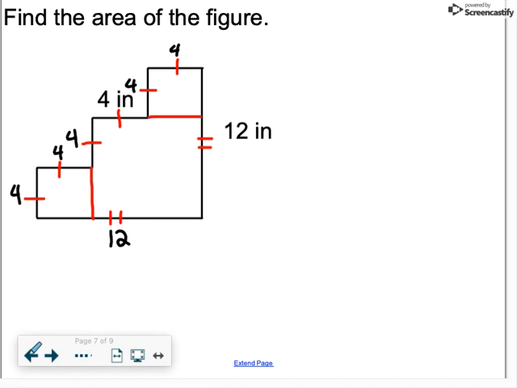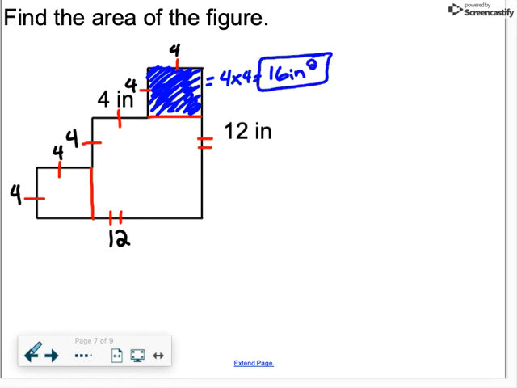So to start here, we look at this first one. I'm going to shade this one in blue. That square right there is a 4 by 4 square. So finding the area, we multiply length times width, and we get 16 inches squared. So we'll come back to that answer in a second. I'm now going to shade in this bottom square down here. Again, this is a 4 by 4 square, which again gives us 16 inches squared. Again, we'll come back to that answer.